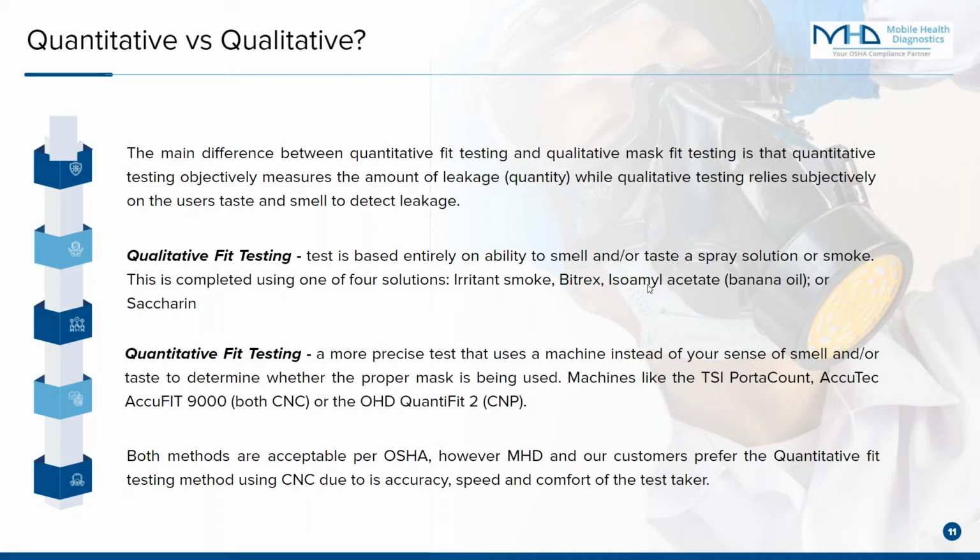Our organization prefers quantitative fit testing, mainly because it's more accurate, it is quicker, and we find that test takers find it more comfortable during the test. So I'll go through a couple quick things there. Accuracy: generally when set up properly, controlled negative pressure, or excuse me, condensation nuclei counters, the PortaCount or the Accutech AccuFit 9000, they're going to be generally quite accurate.